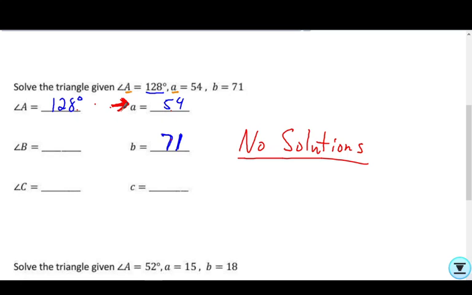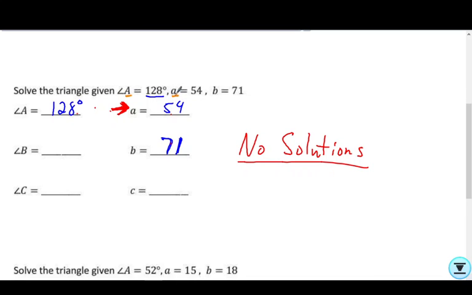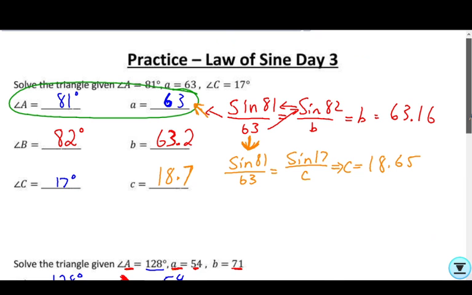Okay? But you can just go back to the chart and compare the two side lengths given. Since this was the angle and side given, this has to be bigger than 71, and it's not, so there are no solutions automatically. Okay? All right, so let's look at our third problem.